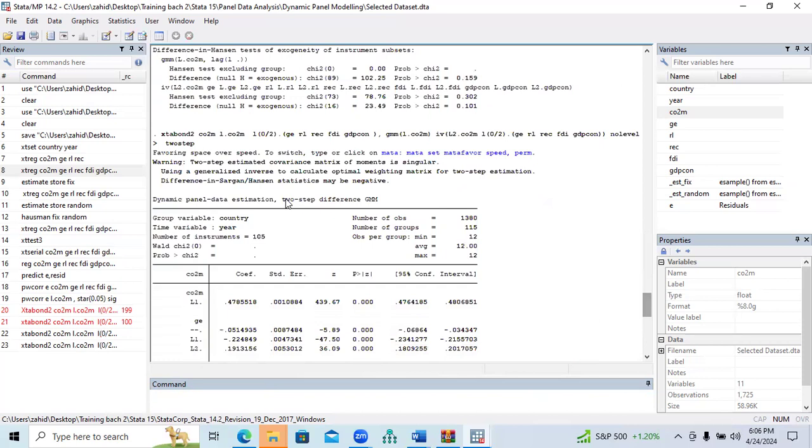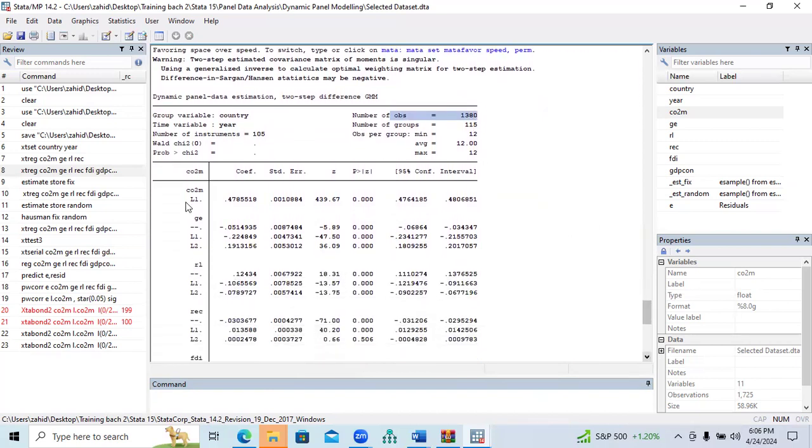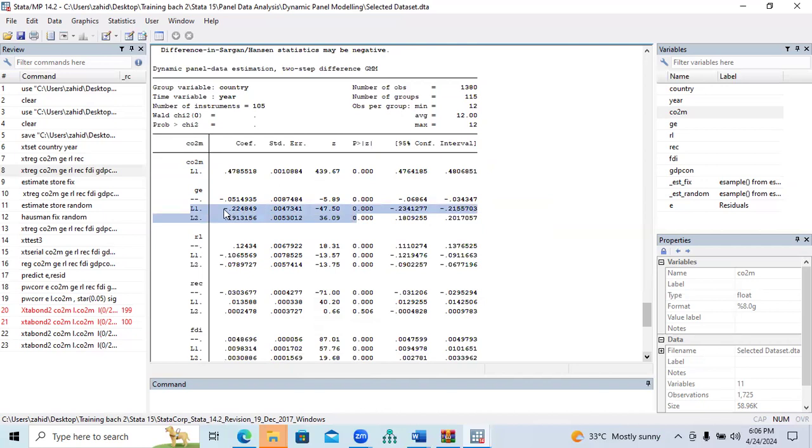If you see here, this is two-step difference GMM. Still, you can see here the number of instruments is less than the number of groups and number of observations. So instruments would be considered valid. And if you see here, still the lag value is significant. GE value is significant at current period. It is also significant at first lag. It is also significant at second lag.